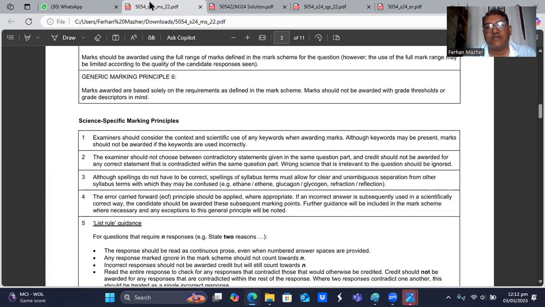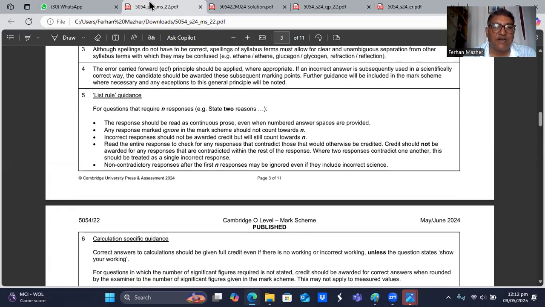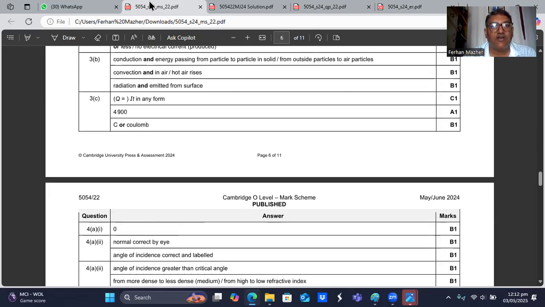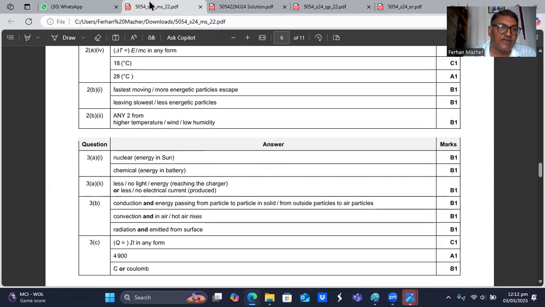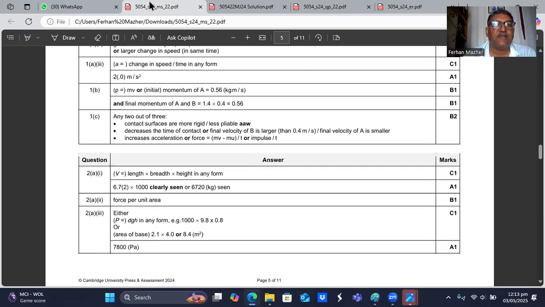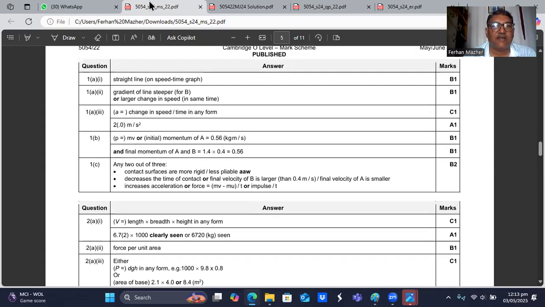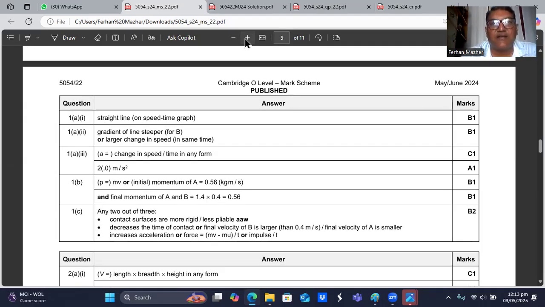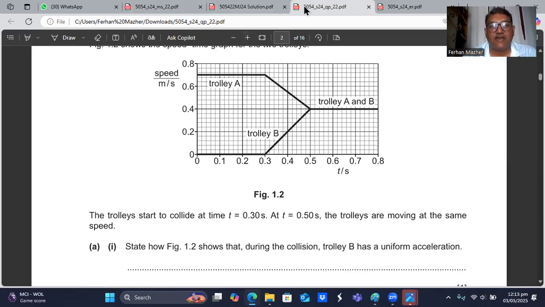So let's go to the marking scheme and check what the marking scheme has to say. Here we have the question number 1 marking scheme showing up on your screen. You can pause the video and take your time with this marking scheme. Okay, so straight line on the speed-time graph. Okay, so let's go to the next part.